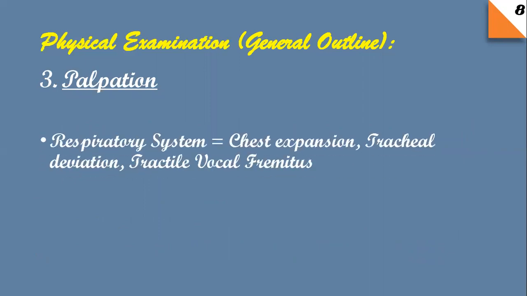Continuing on to palpation, we look for chest expansion. We look for tracheal deviation if there is any. And we look for tactile vocal fremitus, because tactile vocal fremitus helps us determine whether there's presence of pleural effusion, or consolidation of the lung, or whether the lung parenchyma is normal.